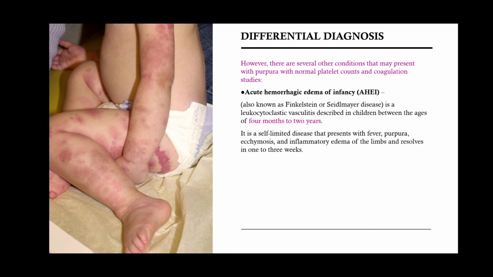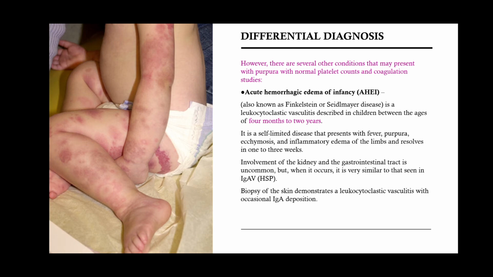It is a self-limited disease that presents with fever, purpura, ecchymosis, and inflammatory edema of the limbs and resolves in 1 to 3 weeks. Involvement of the kidney and the gastrointestinal tract is uncommon, but when it occurs, it is very similar to that seen in IgA vasculitis HSP. Biopsy of the skin demonstrates a leukocytoclastic vasculitis with occasional IgA deposition. It is unclear whether this condition is truly a separate entity from IgA vasculitis or actually overlaps with it.